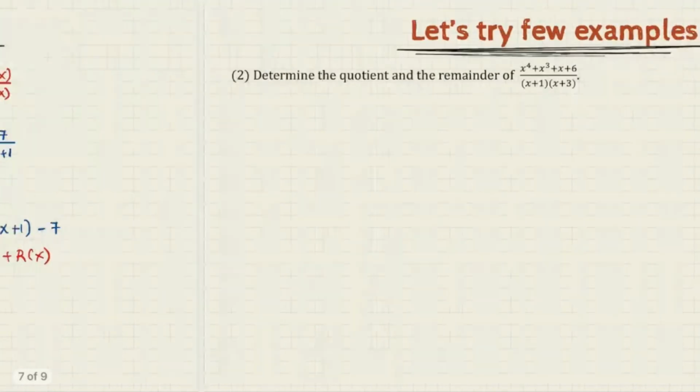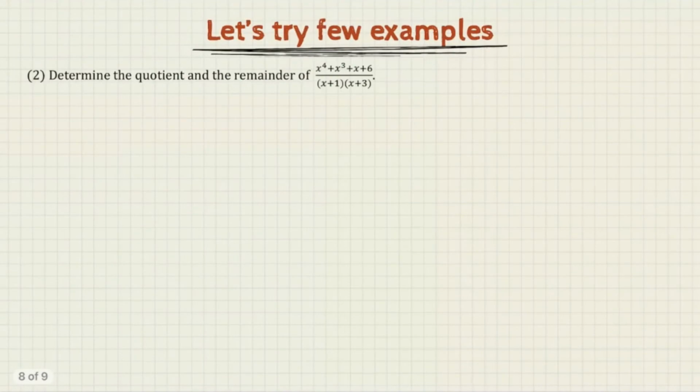Now, let's take a look at the second example. Determine the quotient and the remainder of the division of this one. Okay, here it has been highlighted. It asks us to find the quotient. It asks us to find the remainder. So quotient is Q of x and remainder is R of x.